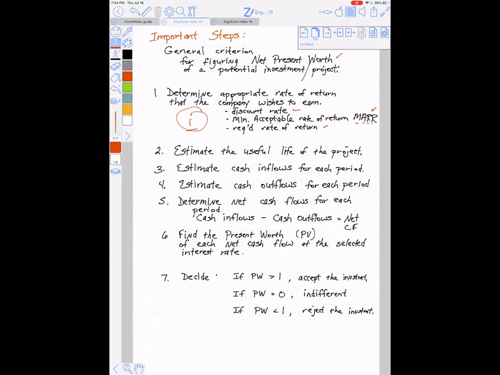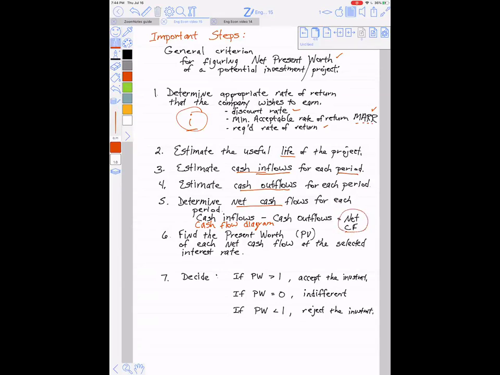Step 2, estimate the useful life in years or months of the project. Step 3, estimate the cash inflows for each period. Maybe those are each year, or maybe they are monthly or quarterly, but estimate the cash inflows, estimate the cash outflows, and determine the net cash flows for each period. That's just the inflows minus the outflows, and a cash flow diagram is useful in this step. So you can see a picture and you can net cash flows that happen in the same year. Easily see that from the diagram.